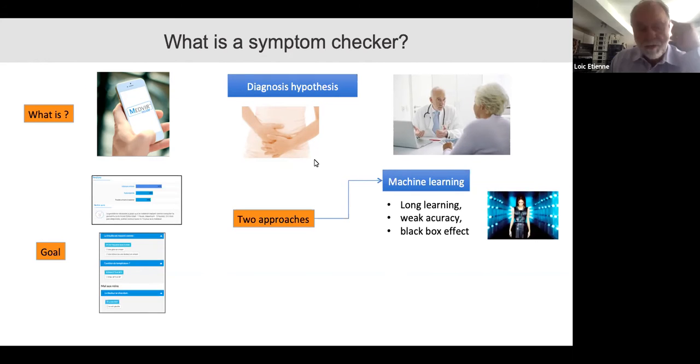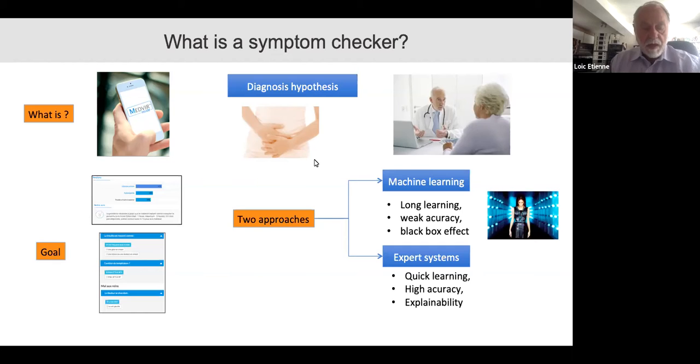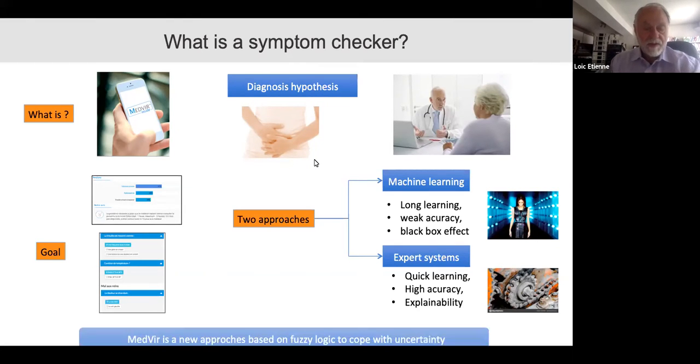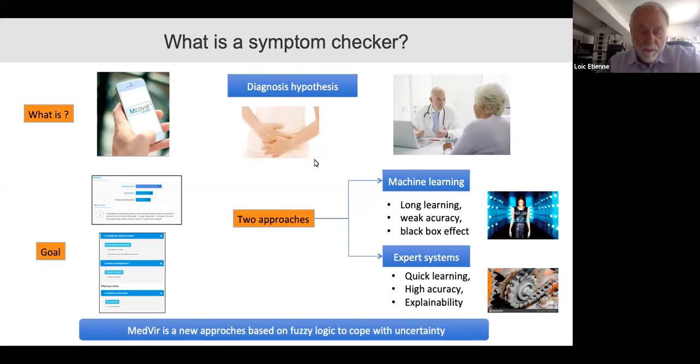At the opposite, you have expert systems. They need quick learning. Their accuracy is high and they are explainable, but it's an old technology and it's not in the mood. But MedVir is a new solution mixing the two approaches, and it's based on fuzzy logic to cope with uncertainty.